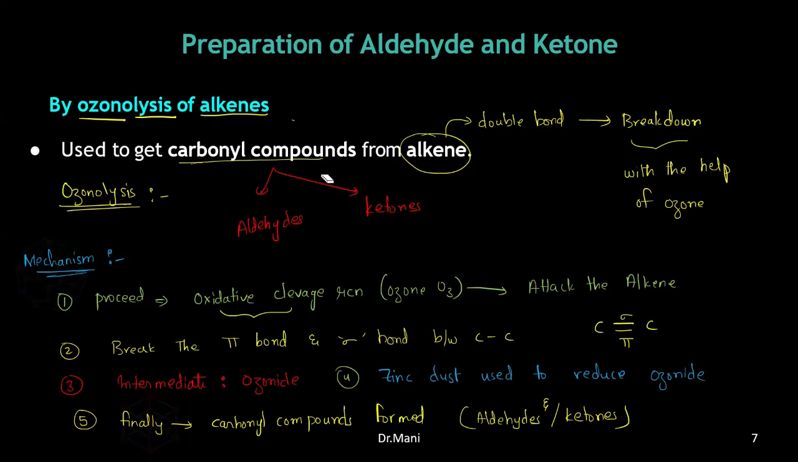So how does this reaction happen? First, whatever ozone is there, it will attack the alkene. So when it attacks the alkene, it will cause the oxidative cleavage reaction. What does that mean? The carbon and carbon contain the double bond. One is the pi bond, the other one is the sigma bond. So here the ozone, when it attacks this double bond, will break both the sigma and pi bonds. So when you do that, the formation of the ozonide happens, which is an intermediate. Now, with the help of zinc dust, whatever ozonide is there will further reduce to form the carbonyl compounds, which are aldehydes and ketones. Understood?